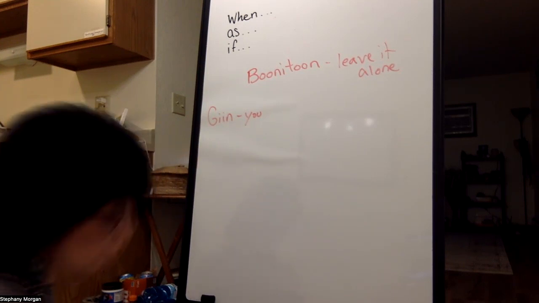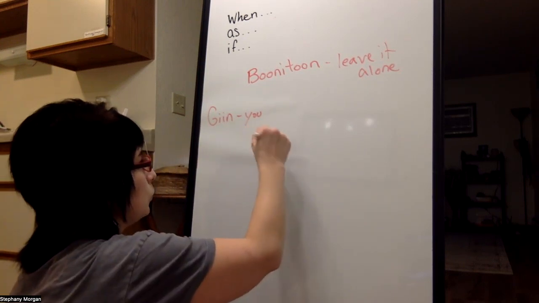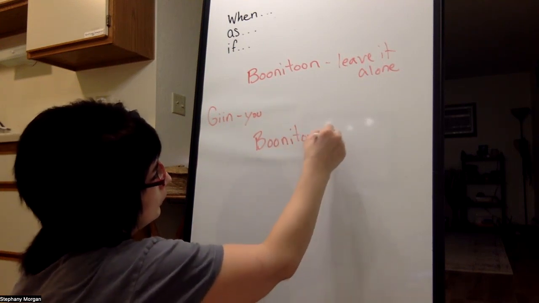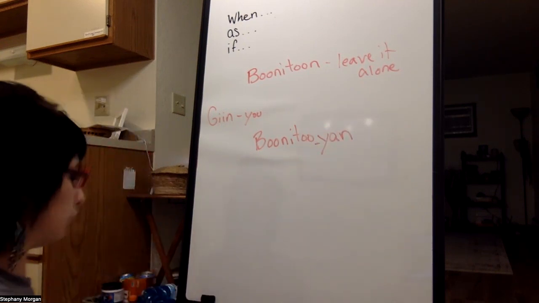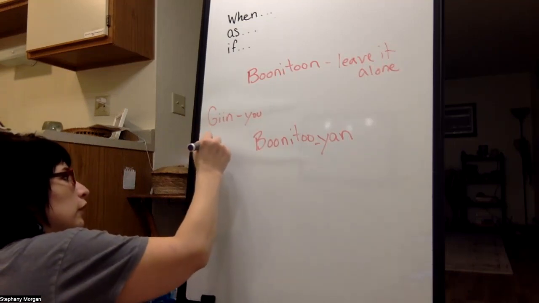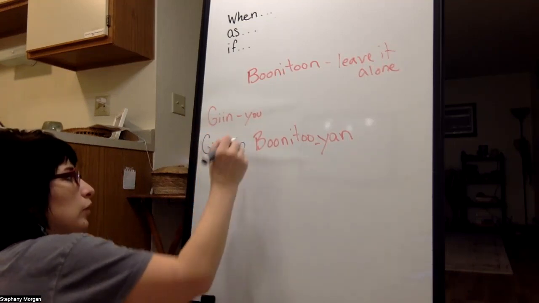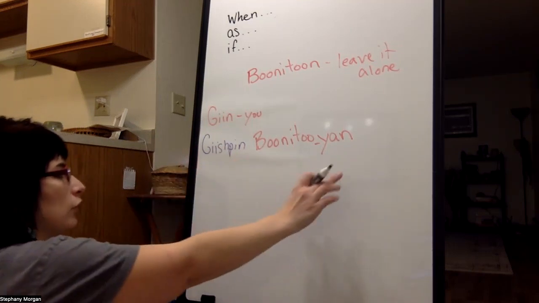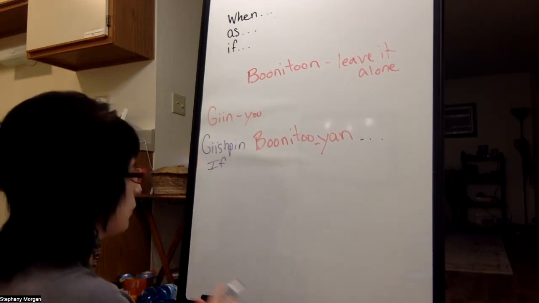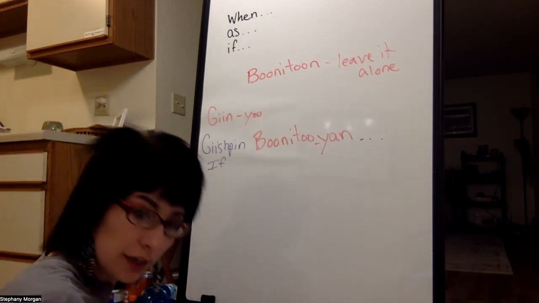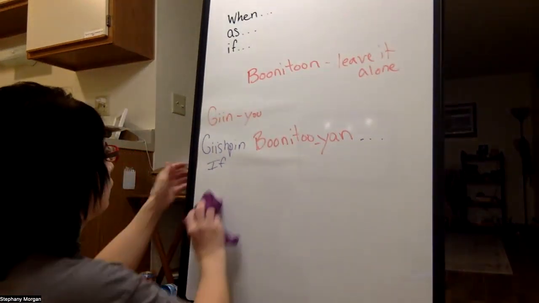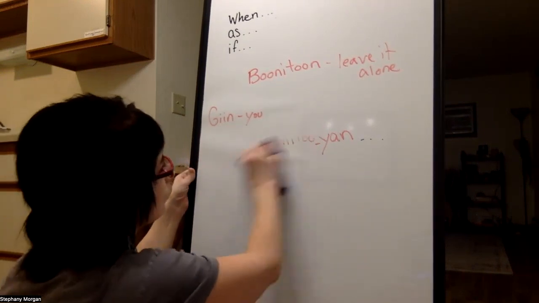Now, if you leave it alone could be written like "unetu," our N falls off, "yun," if you leave it alone, or you could have the word for if, "ishpin," "unituyen," if you leave it alone, dot, dot, dot. This emphasizes the idea of if, but it's not necessary. It just adds more clarification. "Unituyen," if you leave it alone, as you leave it alone, when you leave it alone.